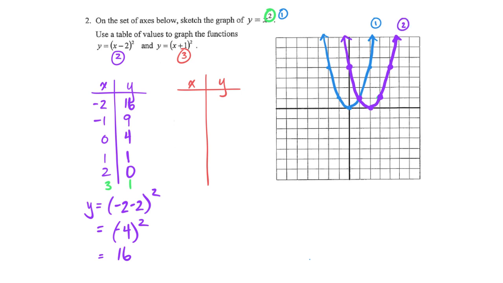Okay, I may have caught up to you a little bit. What I want you to do now, pause the video and work your way through equation 3. Okay, pause it now.